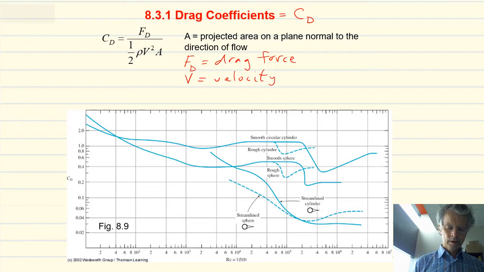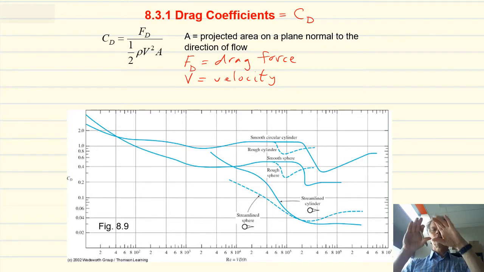So a projected area on a plane normal to the direction of flow, if we were considering a sphere, then its projected area is just a circle with the same diameter as the sphere. If we're considering a cylinder of a certain length, then its height would be D and its length would be L, let's say. So its projected area is just a rectangle.